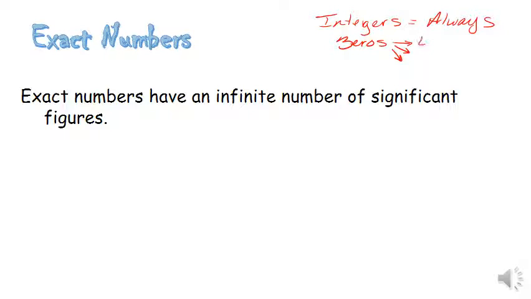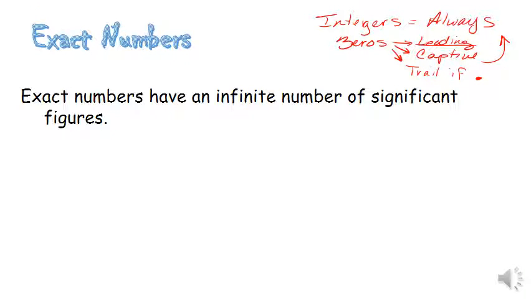We have leading zeros, and they never count. And then we have captive zeros, and they always count. And then we have trailing. And trailing zeros count only if there's a decimal point somewhere.